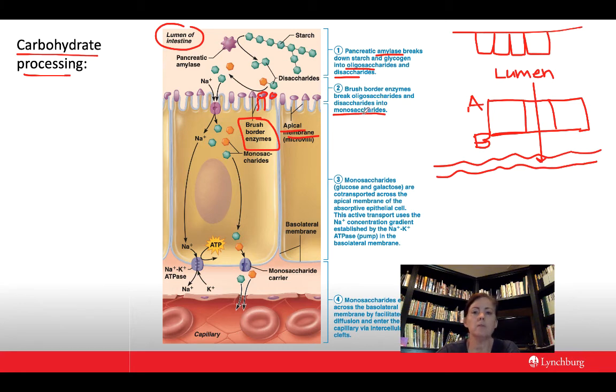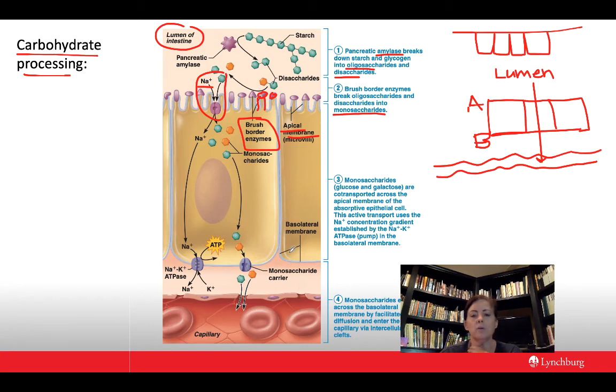At that point, those monosaccharides are going to be transported into the cell across this apical border by co-transport with sodium. So sodium is going to enter down its concentration gradient, and it's actually going to pull these monosaccharides with it. Okay? Once it's in the cell, it's then going to travel through the cell that creates the wall of the intestine, and we need to get it into the bloodstream.